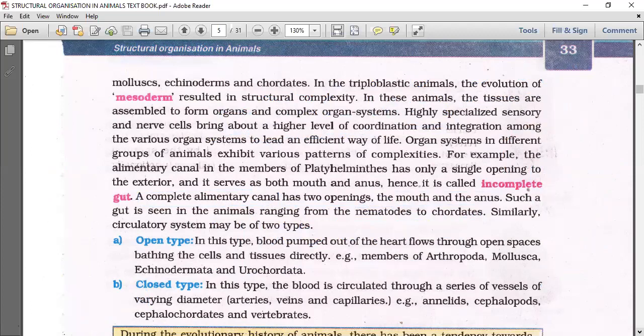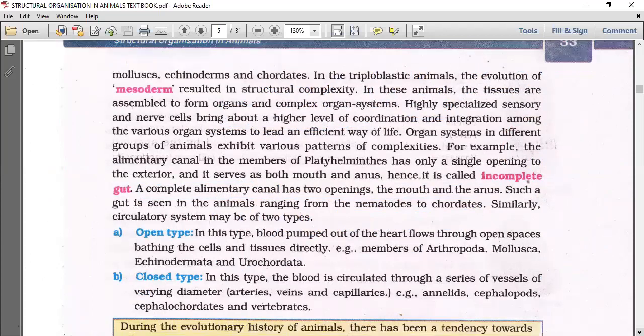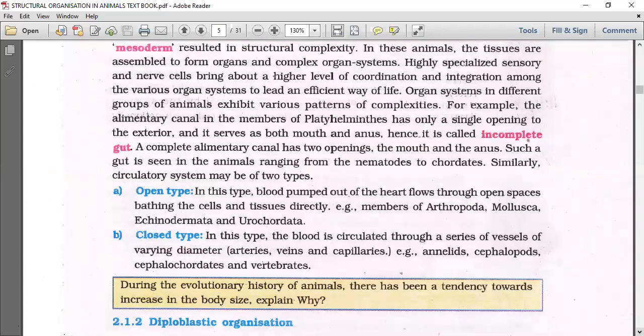So similarly, we need to see the circulatory system. Circulatory system is of two types, open type and closed type. In open type, the blood pumped out of the heart flows through the open spaces. First of all, let us see what is closed type, so that we can understand thereafter what is open type.